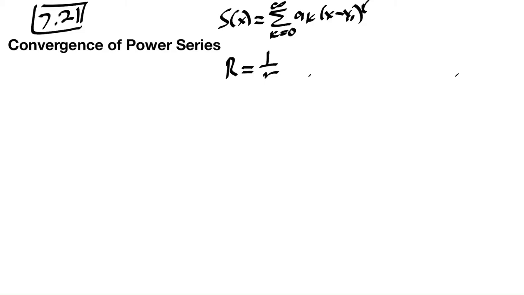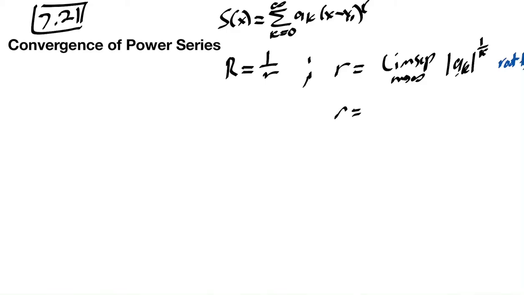Either we'll let r equal 1 over little r, where little r is either the lim sup as n goes to infinity of the absolute value of a_k to the 1 over k. So this, if you remember, is from the root test. Or little r is equal to the limit as n goes to infinity of a_(k+1) over a_k. And this is from the ratio test.